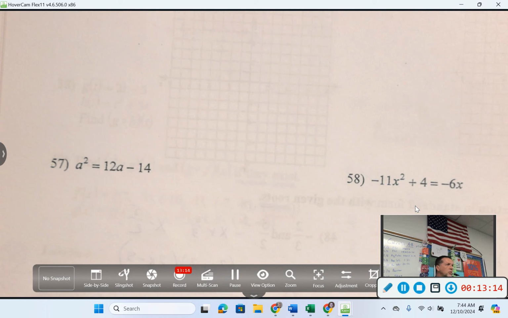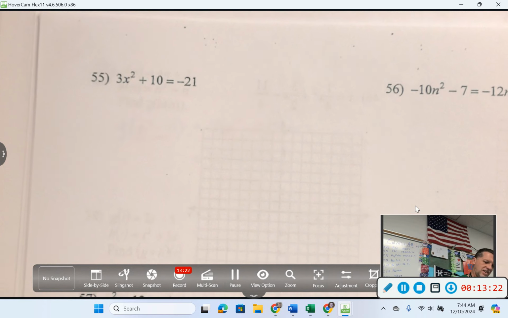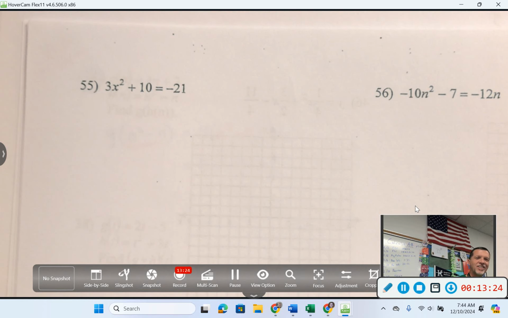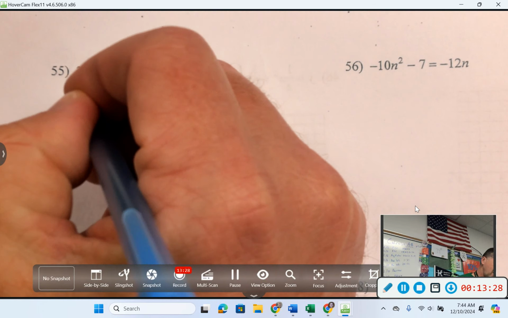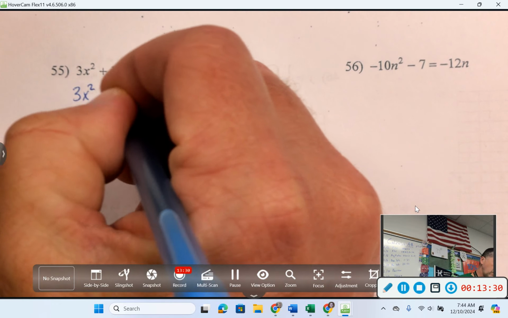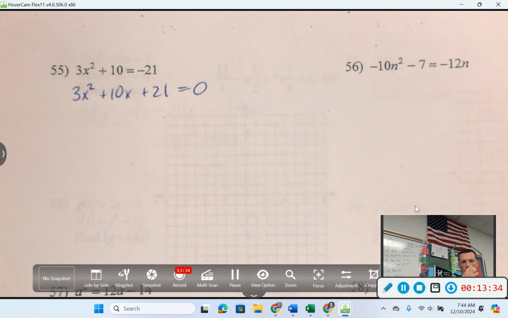So, which one should we work? Jack, why don't you tell me one that doesn't factor? 55, 56, 58, 57, 68. Okay, so we got a whole bunch on the back that don't factor. Number 59: 3x squared plus 10x plus 21 equals 0. Now, other than Jack telling me, how do I know it doesn't factor?